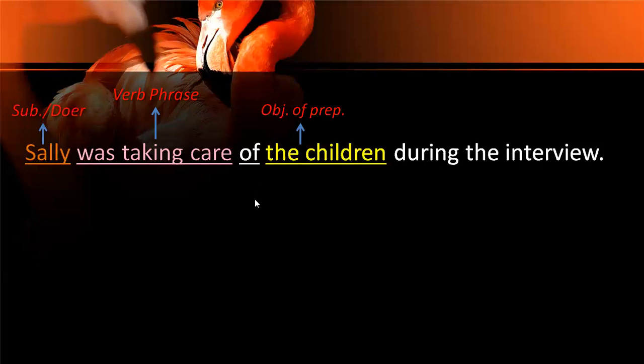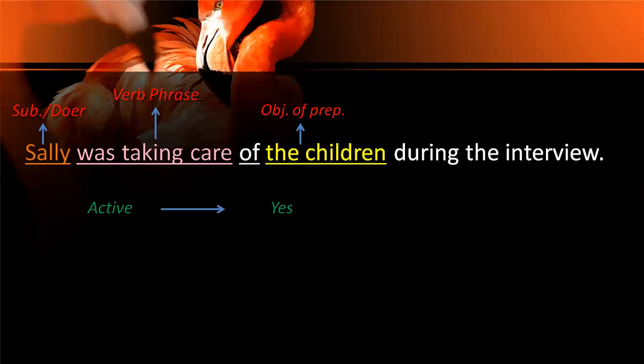Okay, now is this sentence active or passive? Well, yes, it is an active sentence. Can I change it into passive? Yes, I can change it into passive. How can we tell? We have a doer. And if I ask this question, whom was Sally taking care of? Actually, I have an answer, which is the children. So I have an object, which can be the main focus of the coming sentence or the passive sentence.